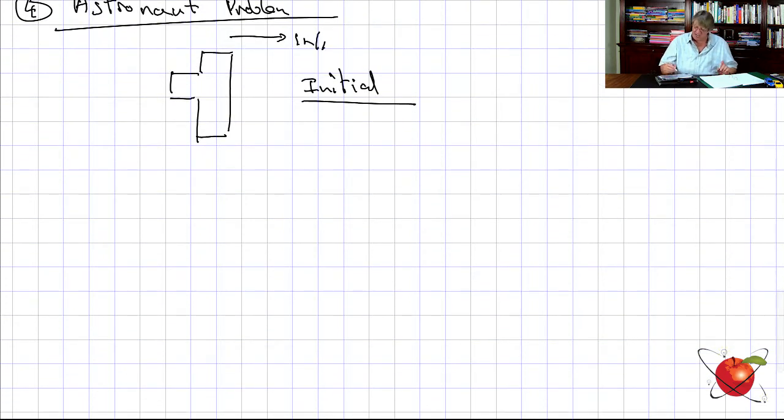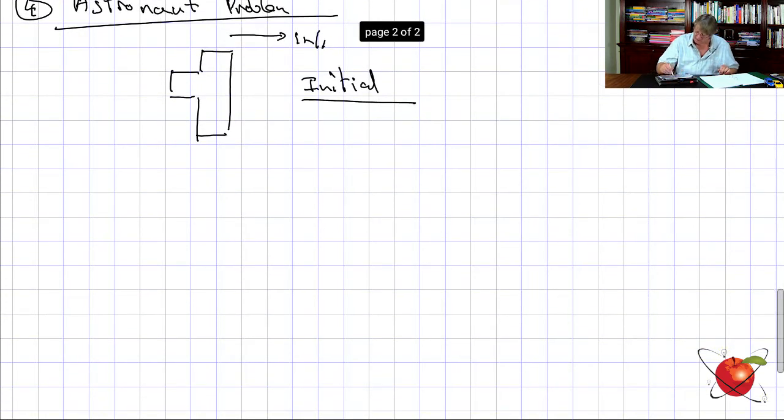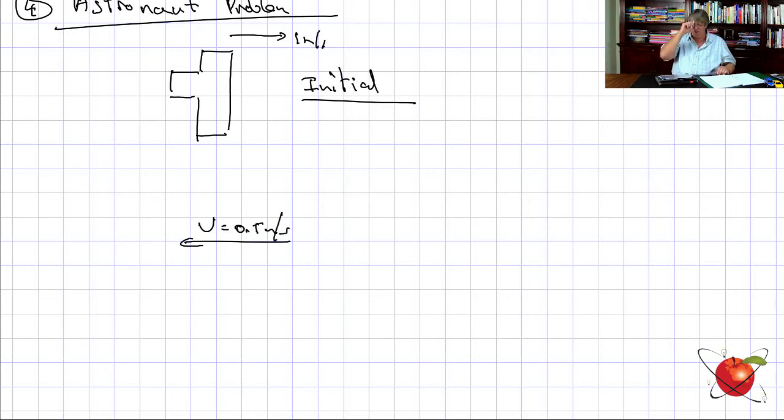Now he says he wants to go back to the space station, and he needs to get a velocity this way of 0.5 meters per second. Please note that by drawing it, they could have given me some other information and asked me to calculate V. This is the beauty of the drawing. You put in what you're given.